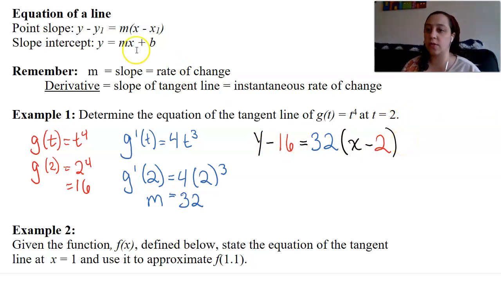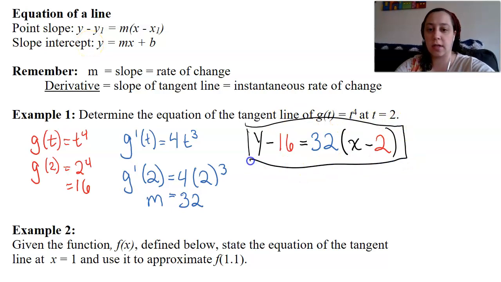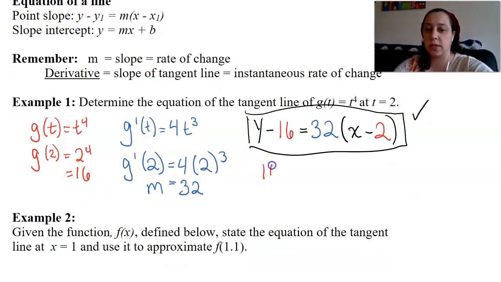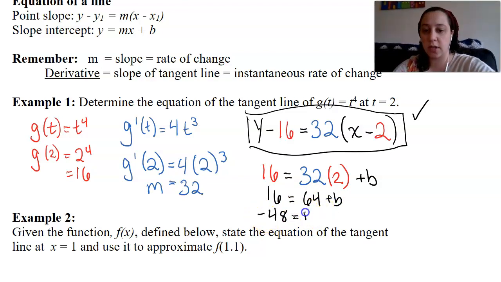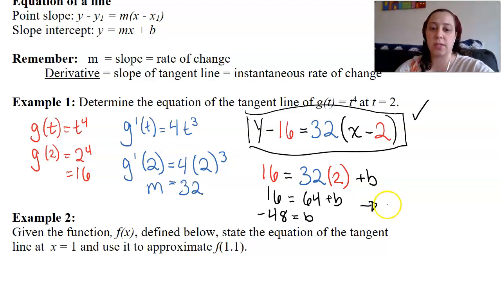Some people prefer to use the slope-intercept form, and let's walk through that as well. So this is one correct answer, but if you want to use the other form, you're still going to use the values that you found. So you're going to do 16 equals m, which is 32, times x, which is 2, plus b. And then you would solve for b. So if we multiply, we get 16 equals 64 plus b, and subtracting 64 on both sides, you get negative 48 equals b. And in the last video, I saw a lot of people made a mistake with that.